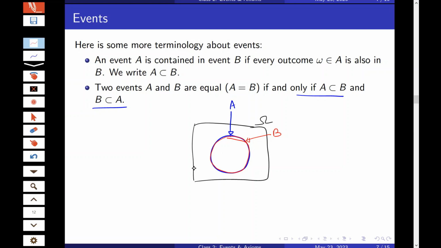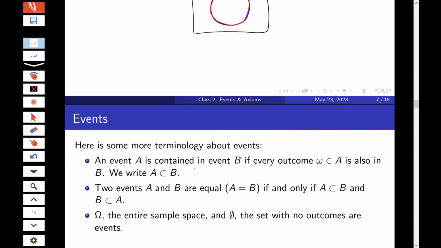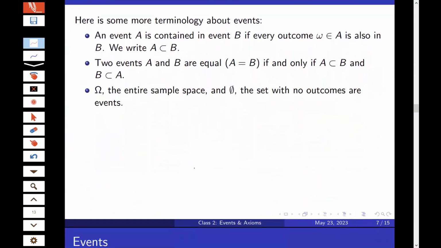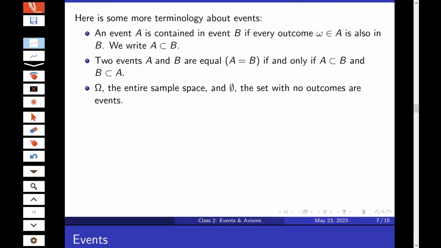The next terminology we should know is the null set. Omega denotes the entire sample space, and mathematically this notation is phi. Sorry, it's not pi, it's phi. The set with no outcomes, or the event with no outcomes, is also known as the empty event.